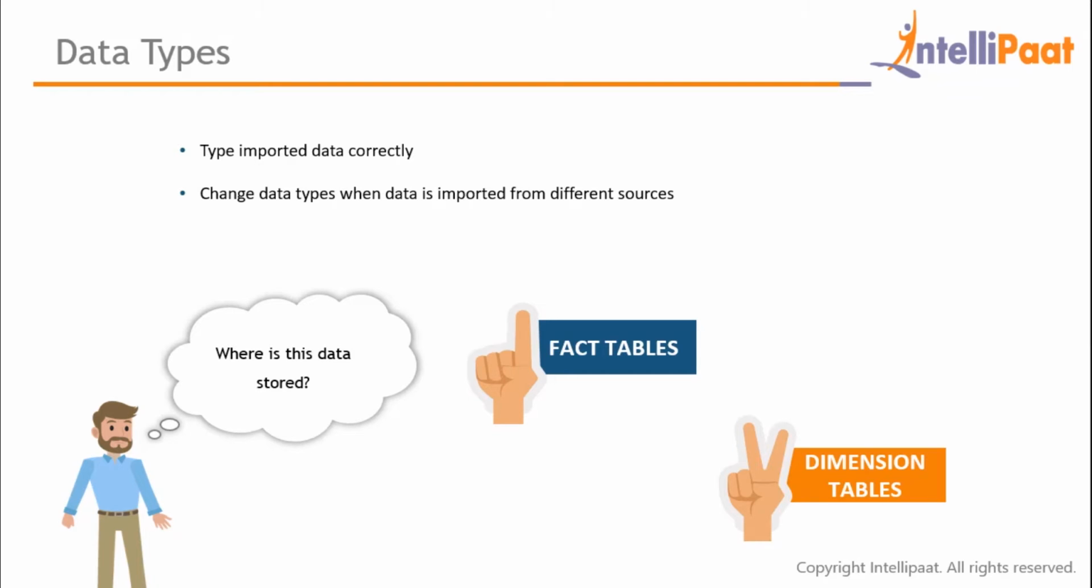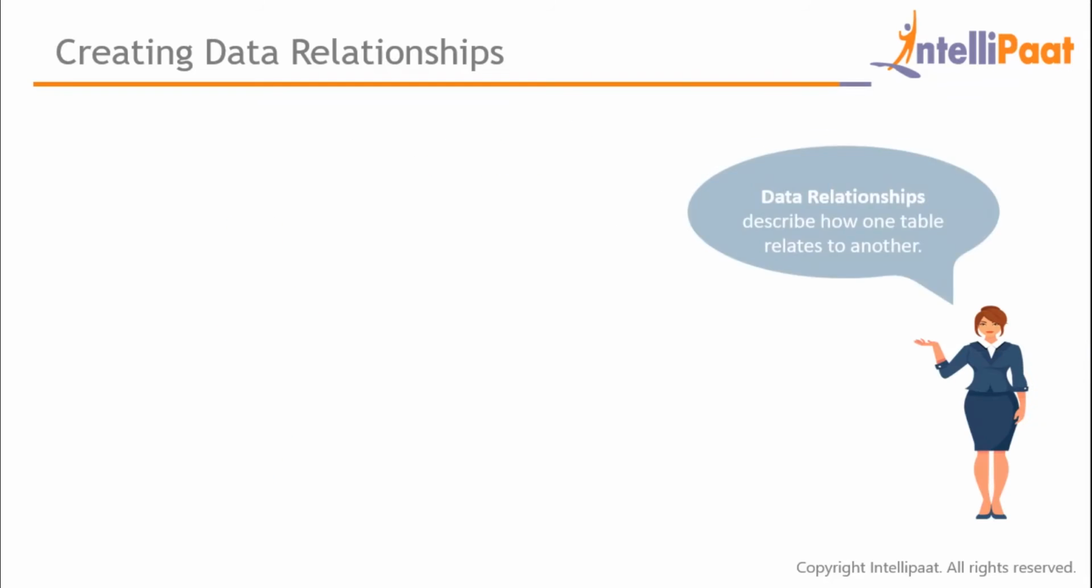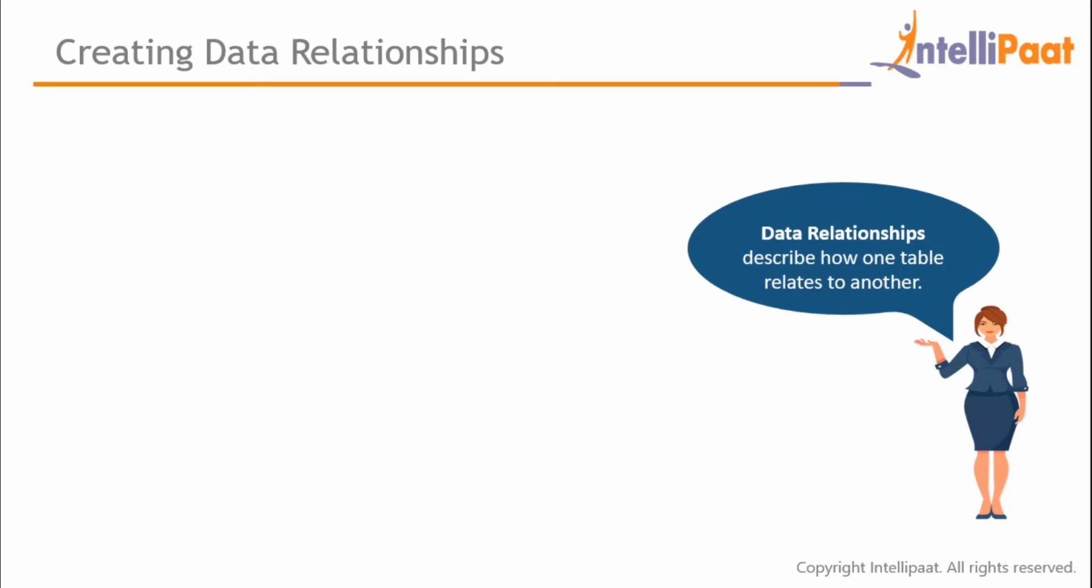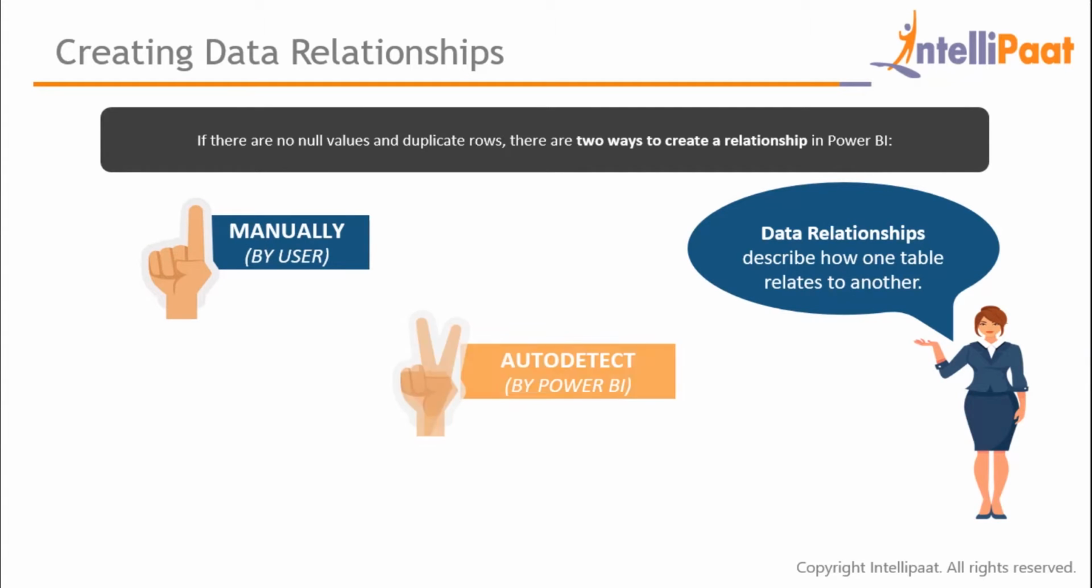Now it is really important to note that these tables are connected and work in sync with each other. When we talk about tables, it is a sure thing that there will be data relationships, right? How can we manage them? Don't we think that before managing them, it is necessary to create them in the first place? If there are no null values and duplicate rows in those fact and dimension tables, you can create data relationships. And there are two ways to do that in Power BI. Either you can do it manually, or you can use Power BI's inherent auto detect feature. What happens in the auto detect feature is that Power BI traverses through your data directly and finds potential data relationships and creates them on its own.